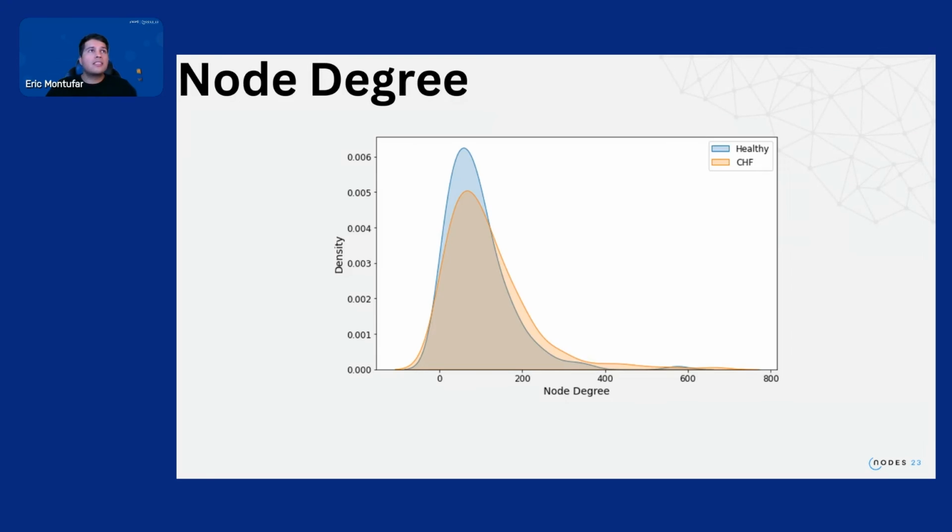So this is the node degree. Here I plotted the distribution of the degree for all the nodes, for all the graphs. The blue one is for the healthy, and the orange one is for the CHF patients. As you can see, this one is pretty similar. They follow a power law distribution, so they are complex networks. I did some more analysis because this one was not showing that much information, to be honest.